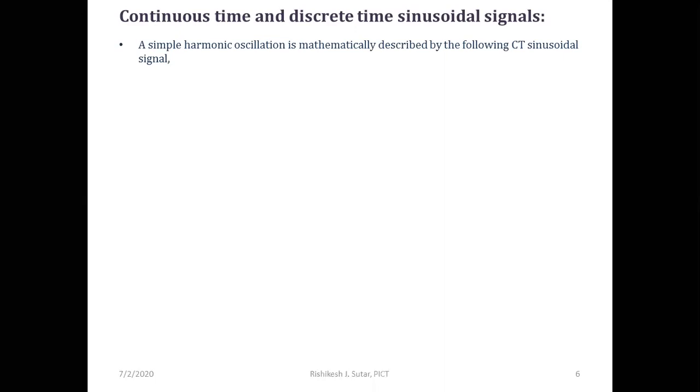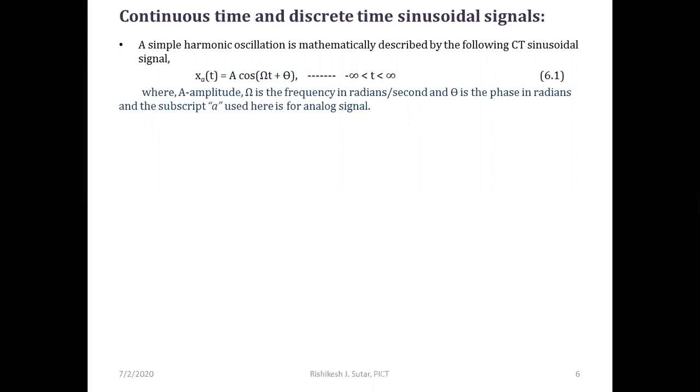A simple harmonic oscillation is described by the continuous time sinusoidal signal as x sub a of t is equal to A cosine of omega t plus theta, where t runs from minus infinity to plus infinity, where A is the amplitude of the analog signal, omega is the frequency in radians per second, and theta is the phase in radians, whereas the subscript small a is used here for indicating the analog signal.